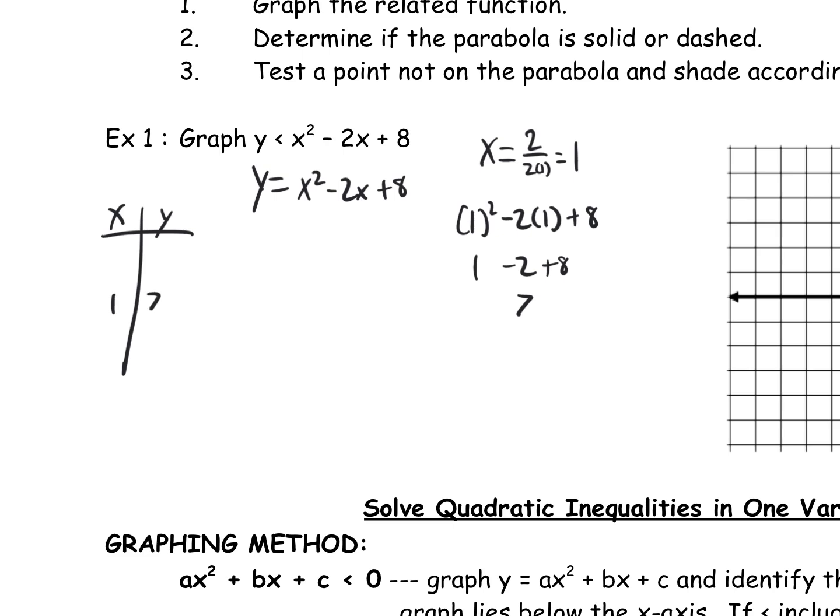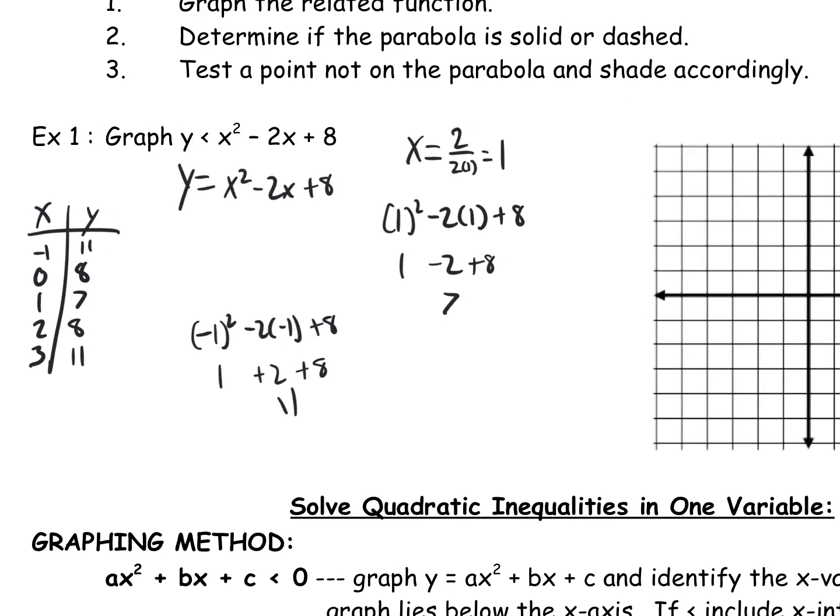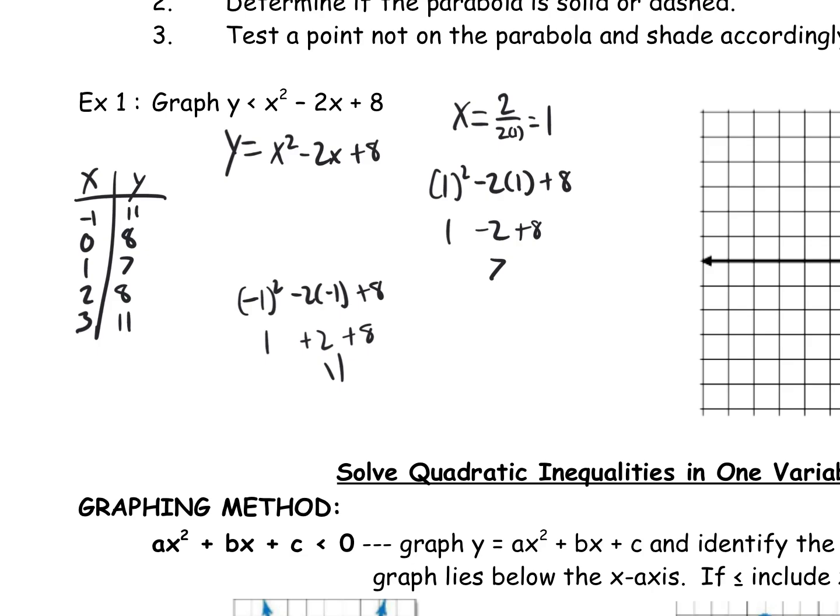And then we can pick some points to the left and to the right. They should mirror each other. I know that my y-intercept is going to be 8, so when x is 0, y is 8. And then if I just run negative 1 through my function, negative 1 squared minus 2 times negative 1 plus 8, that's going to be 1 plus 2 plus 8, that's going to be 11. And those mirror 8 and 11. So I now have 5 points I can plot.